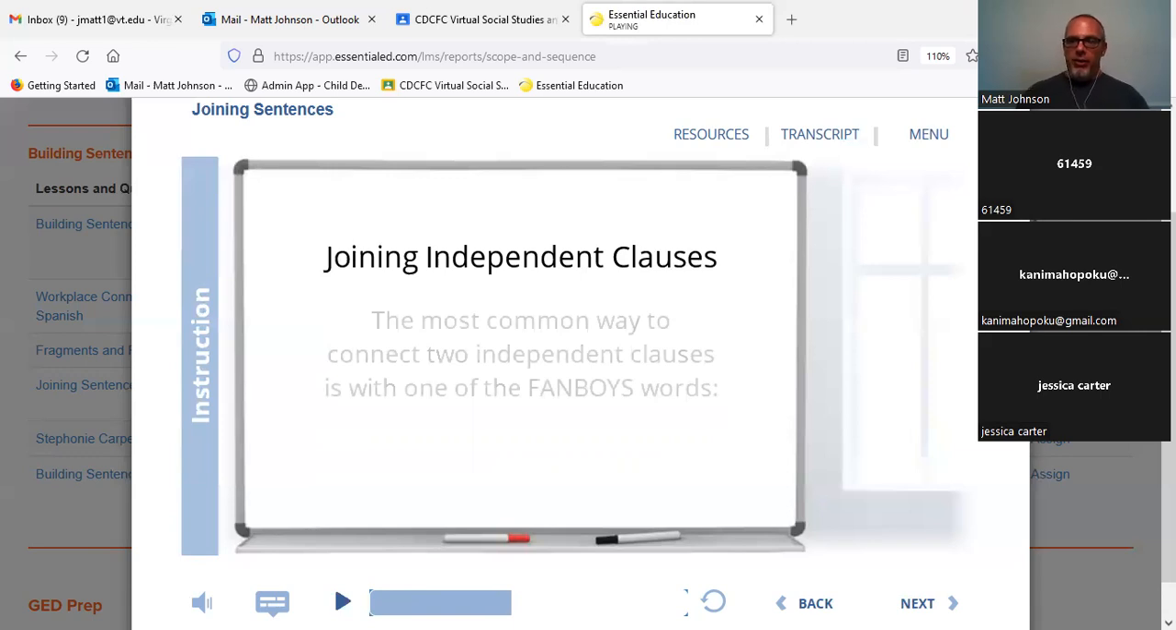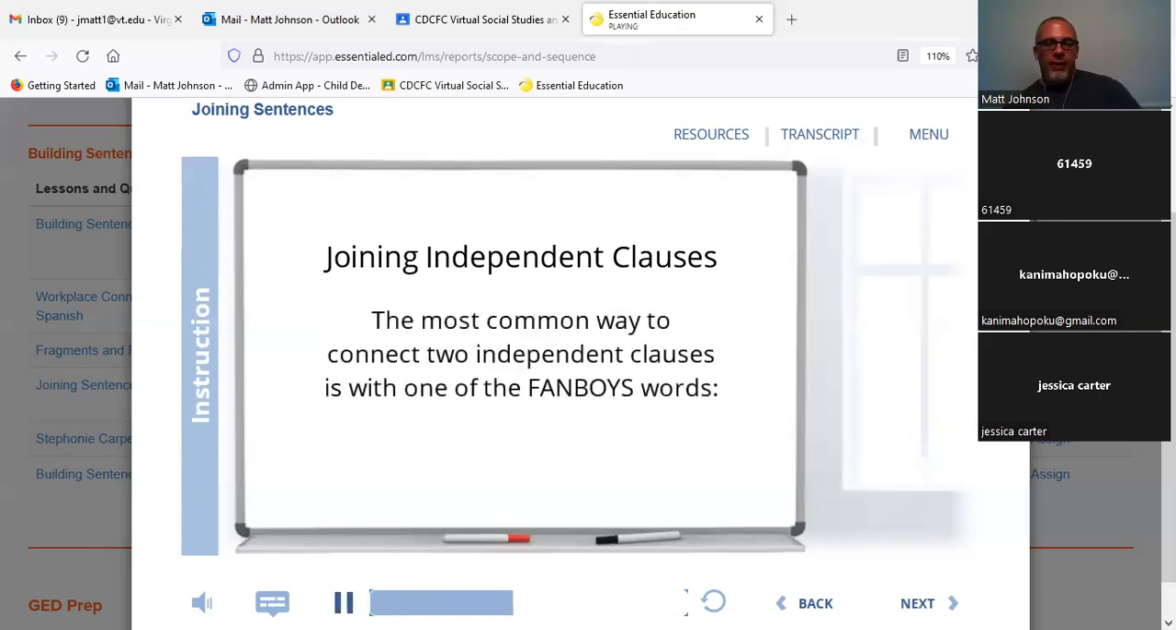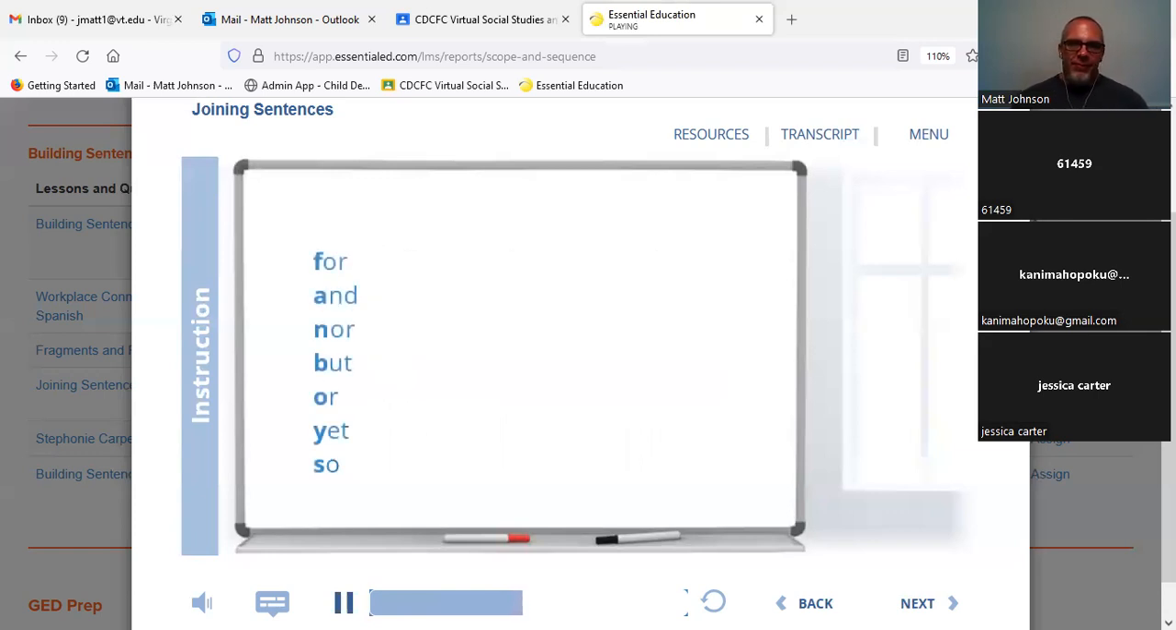And remember, anytime you're using a semicolon, you should have an independent clause on either side. So there you're splitting up your independent clauses with however, right? Semicolon, however, comma. And then of course you have those types of adverbs that you're going to use in those situations. Furthermore, nevertheless, moreover. The most common way to connect 2 independent clauses is with one of the fanboys words: for, and, nor, but, or, yet, and so.